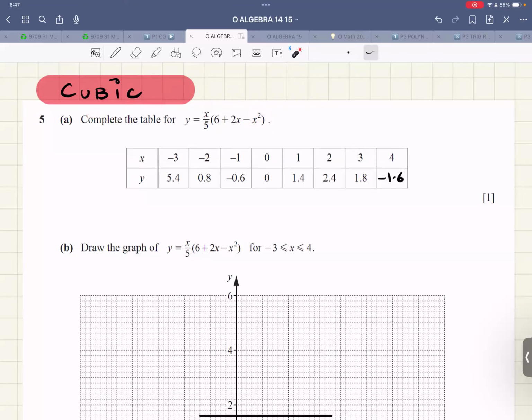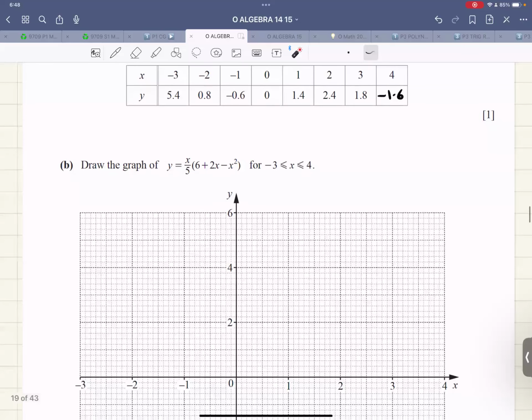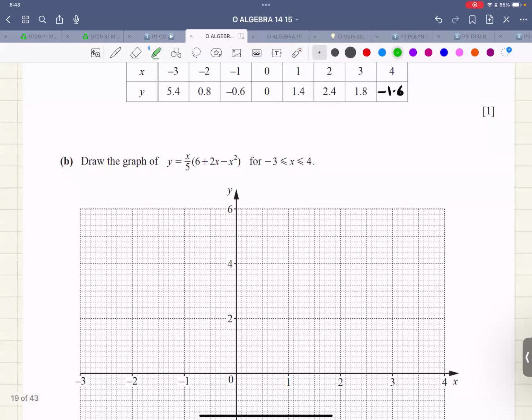Now we have these values, and the first thing is plotting them. First of all, let me look at the x-axis. Each small square is 0.1, so 10 small squares make 1 unit. Over here, 5 small squares make 2 units, so the scales are different. Negative 3 is giving me positive 5.4. So this is 4, this is 5, this is positive 5.4.